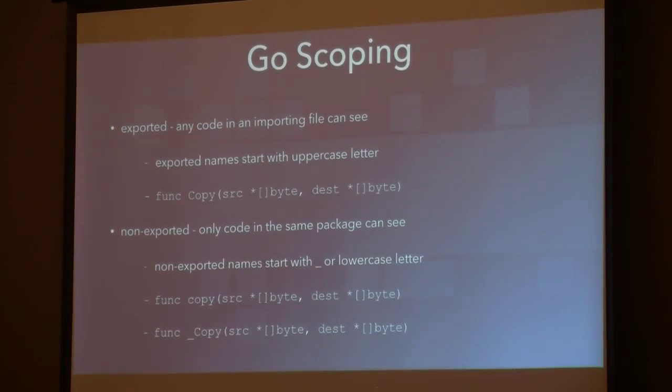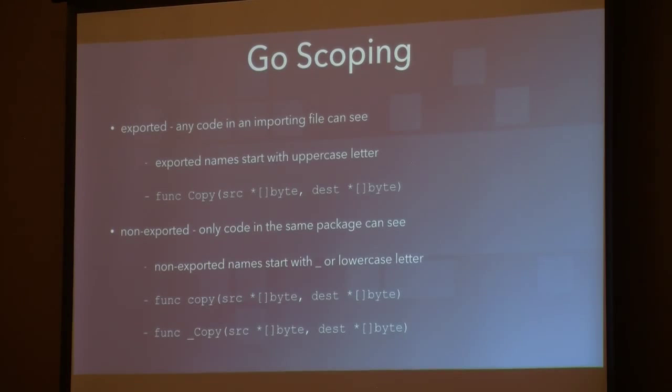Go. It's either exported or non-exported. So exported, if I import the thing, I can see it. How do I know if it's exported or not? It starts with an uppercase letter. I don't have to go look for a declaration. If I'm reading code and I see a symbol, I know immediately if that symbol's exported or not.